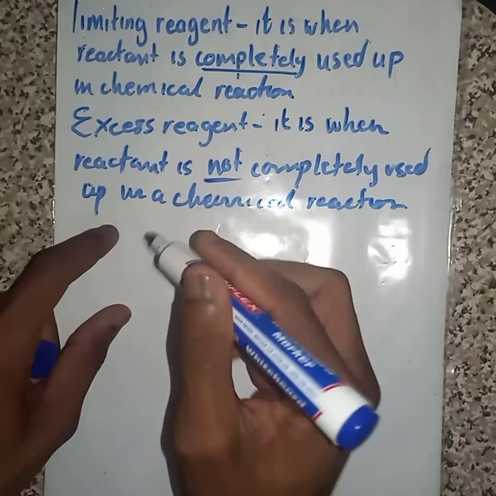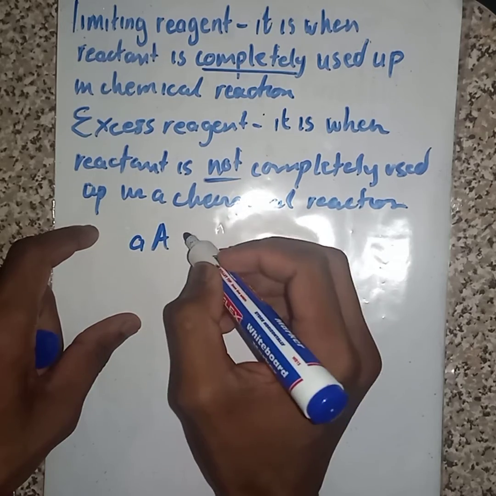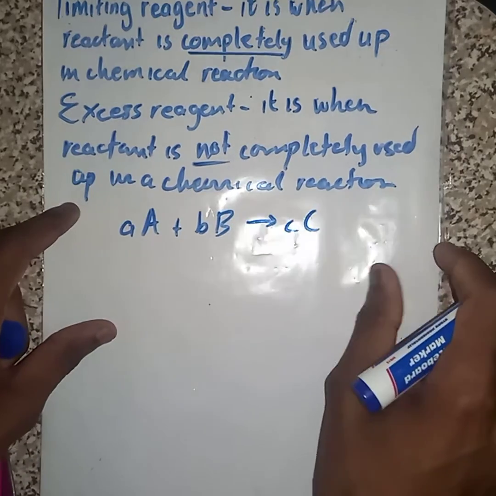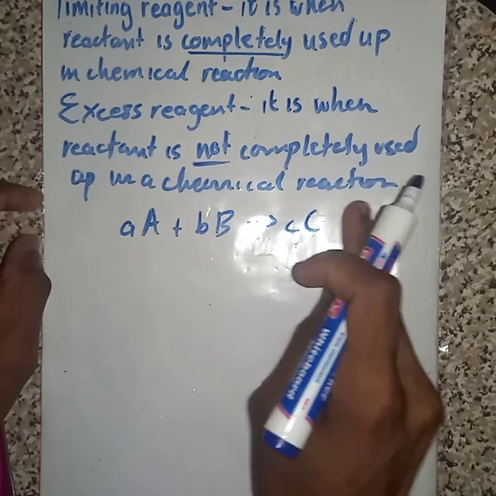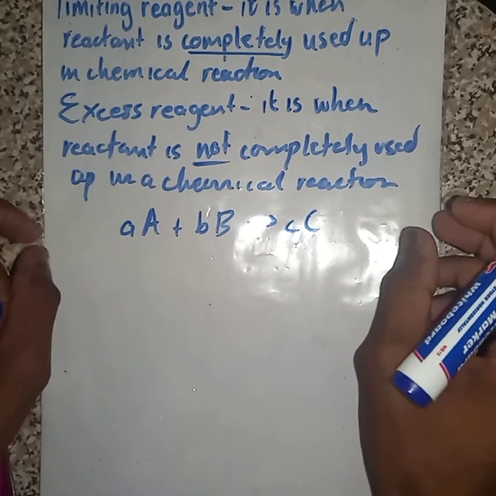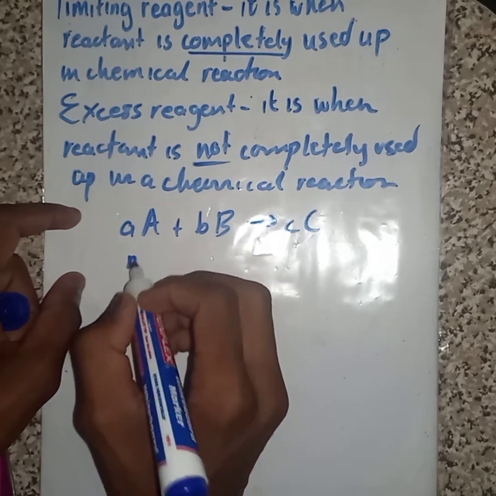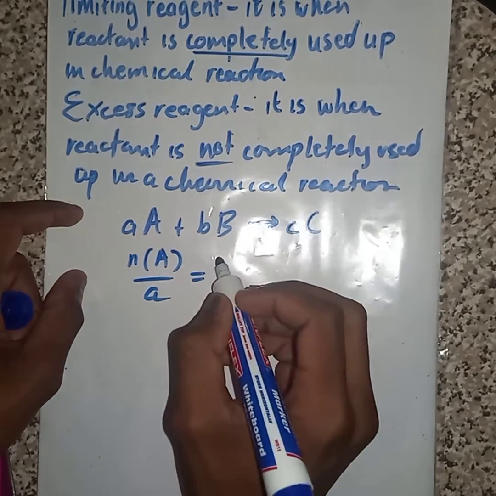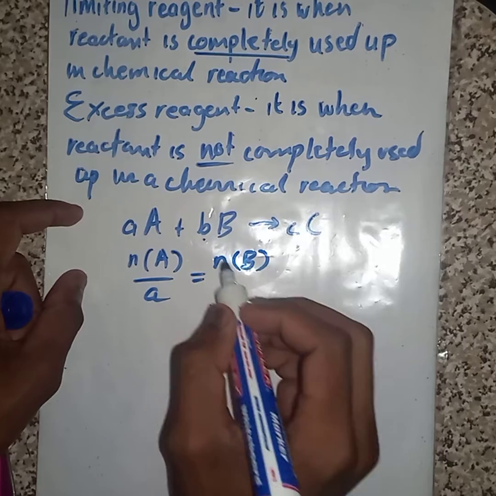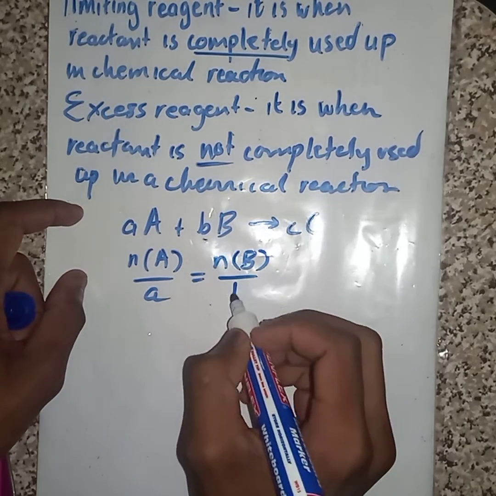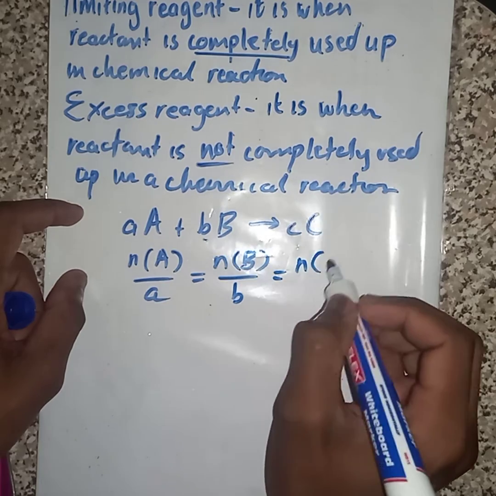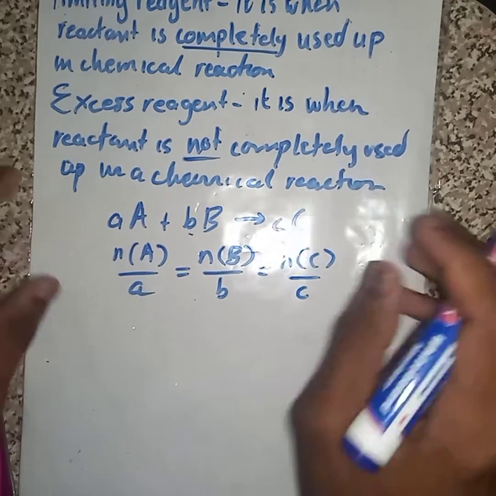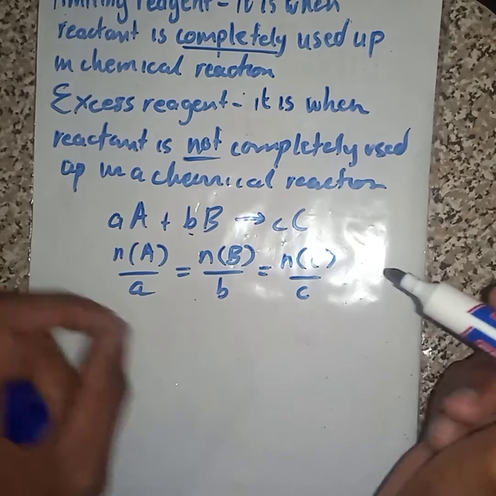Now let us move on. Suppose I have a general formula like this, A plus B gives C. Do you still remember in stoichiometry? I want to write the chemical equation in a form of ratios. Then I say n, the number of moles of A, divided by the coefficient of A. Then the number of moles of B divided by the coefficient of B. Then n of C divided by the coefficient of C. This concept is very, very important in this topic of limiting reagent.